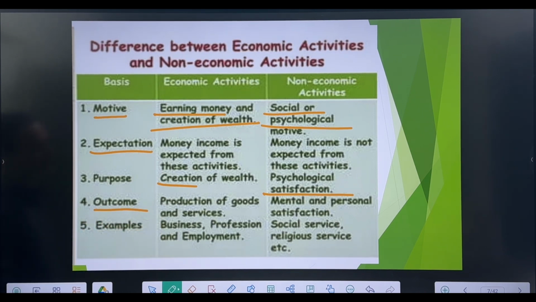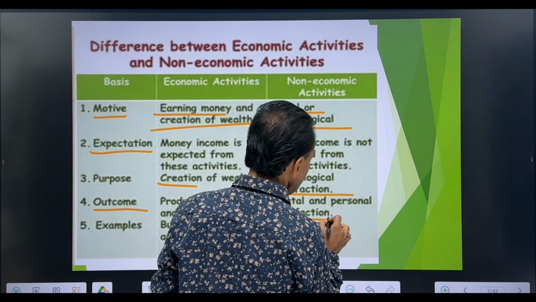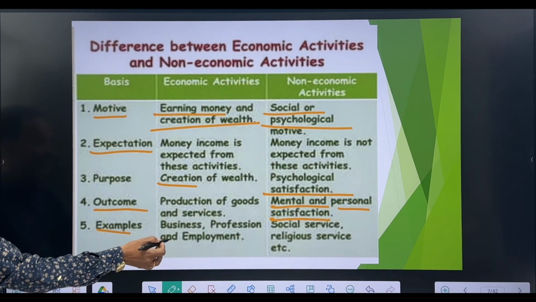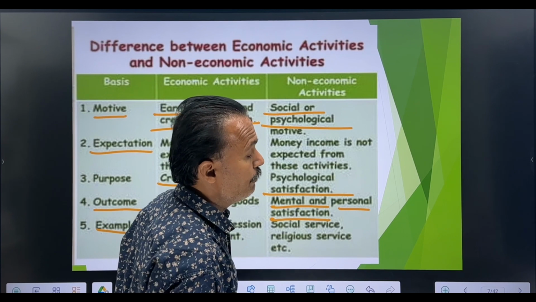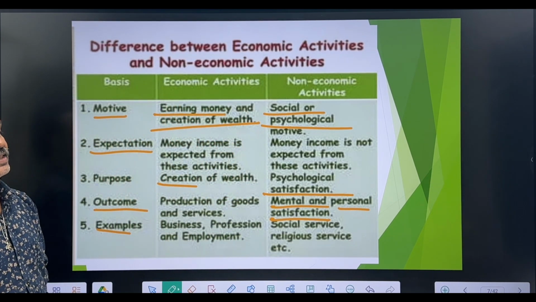Outcome: production of goods and services, versus outcome: mental or personal satisfaction. Examples: business, profession and employment, versus examples: going to temple, religious service, patriotic service, etc.